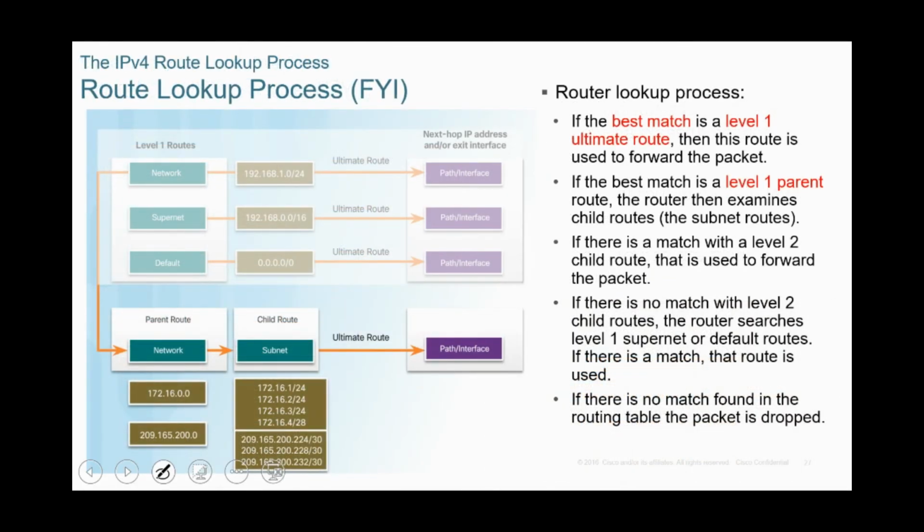Okay, the router lookup process. If the best match is a level 1 ultimate route, then this route is used to forward the packet. But if the best match is a level 1 parent route, the router then examines the child routes. If there is a match with a level 2 child route, that is used to forward the packet. If there is no match with the level 2 child routes, the router searches the level 1 supernet or default routes. If there is a match, that route is used. If there is no match found in the routing table, the packet is dropped.